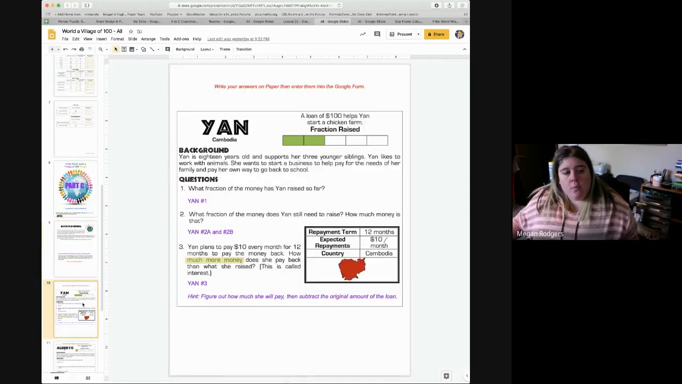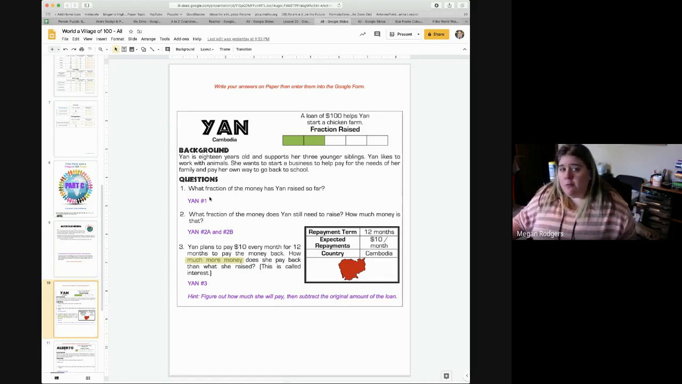All right, so here's what you're going to see for each one. This one is Yon. She is in Cambodia. And so it's going to tell you up here that she wants a loan of $100, helps Yon start a chicken farm. There will be a thing that shows you the fraction that she's raised so far. A little background about why she wants to start a chicken farm. And then pretty much the questions for all 4 are very, very similar. The last question changes a little bit, so make sure you read carefully.